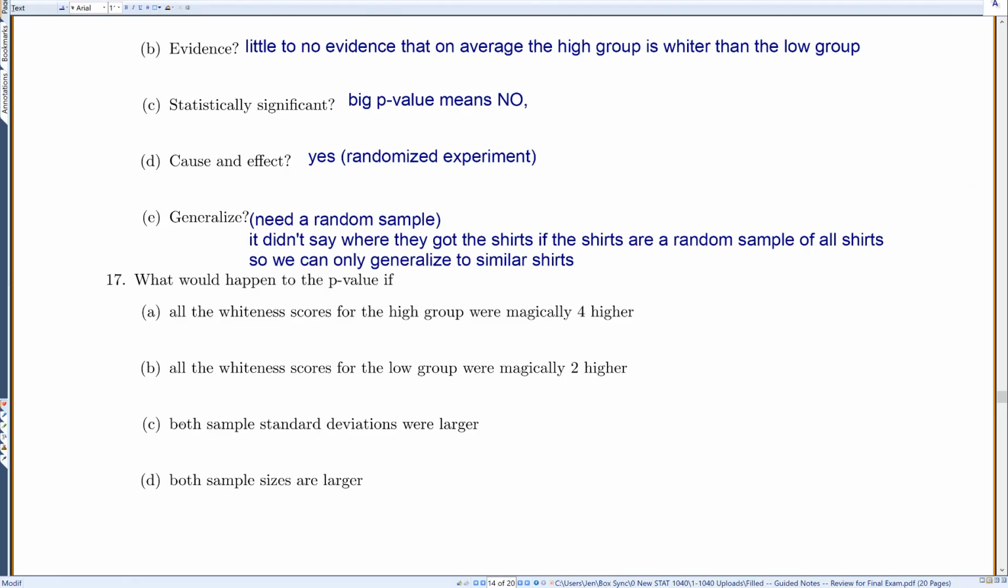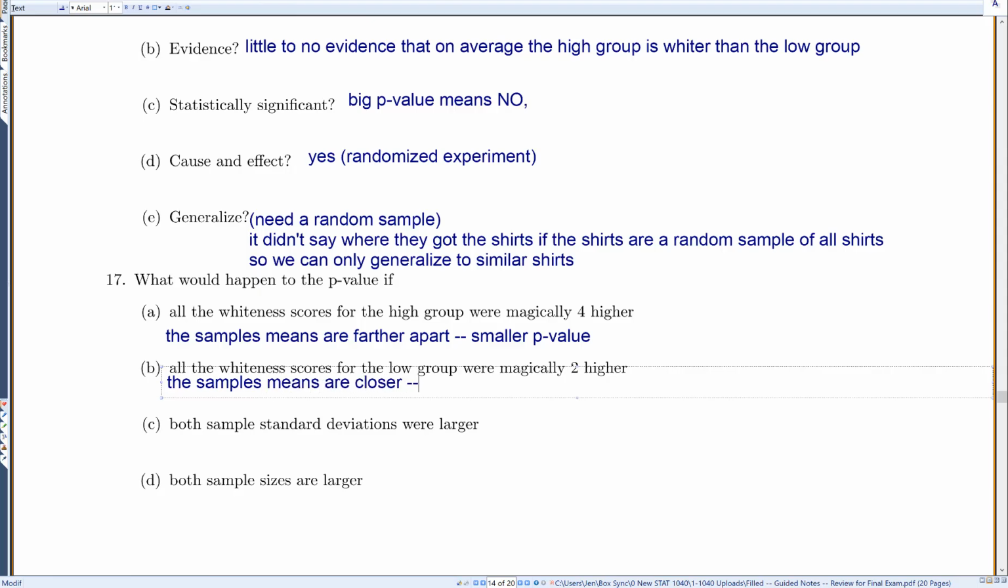Okay, so if all my whiteness scores were magically 4 higher, then the sample means are farther apart. So that would be a smaller p-value. Okay, but if all the whiteness scores for the low group were magically higher, then the sample means, oh, sorry, I said the samples are farther apart, but I didn't mean to say means. So if we made them closer together, so if the sample means are closer, then we'd have a bigger p-value.